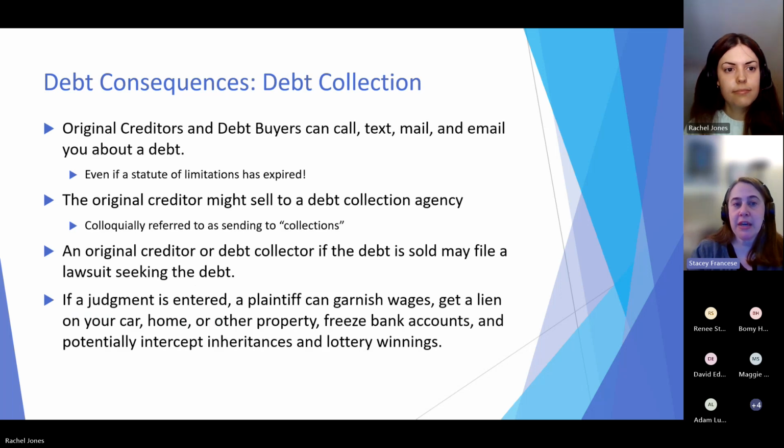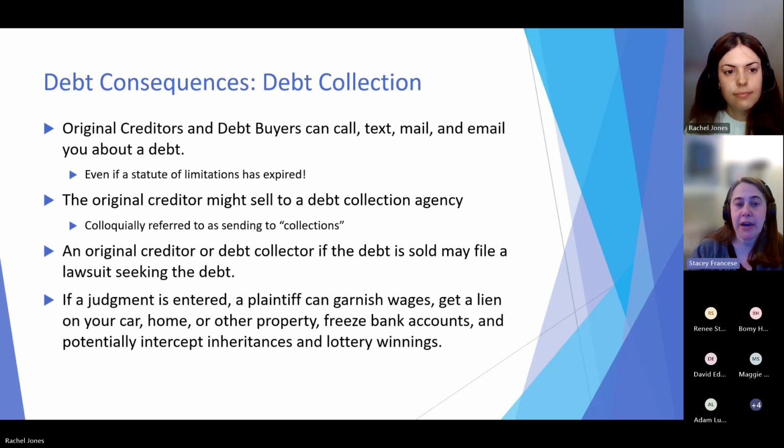So one of the other things that will happen when you fall behind on a debt is you're going to start to be contacted by the creditor who's trying to collect. This usually happens through multiple phone calls, sometimes harassing phone calls, texts, mail, letters. Even if the statute of limitations expired, they often still will continue to try to collect.